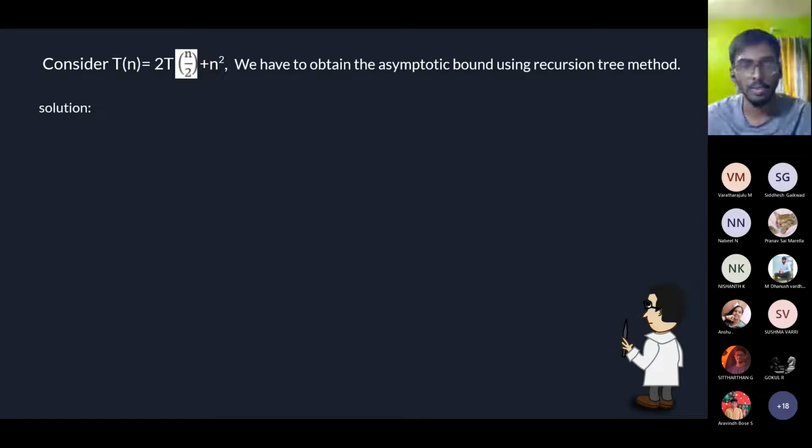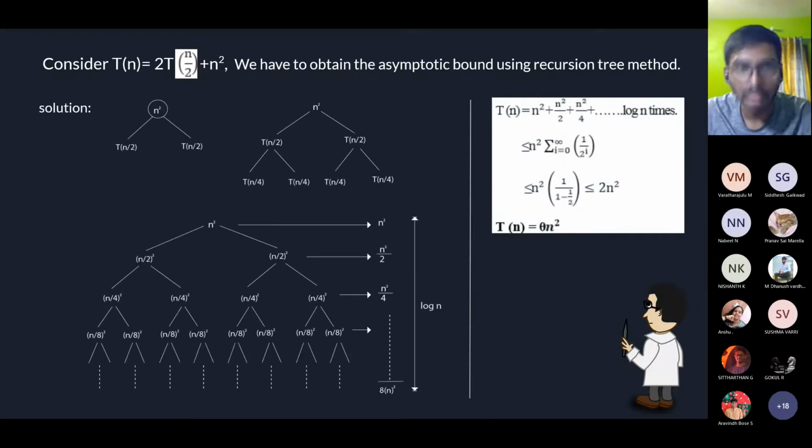Now let's go to a complex problem. There's a function T(n) = 2T(n/2) + n². We need to use the recursion tree method. Here we divide n² into 2 sub-branches. Let's take a subproblem, and it is divided into T(n/2) and T(n/2). Simultaneously, it is divided like a branch, like a root.